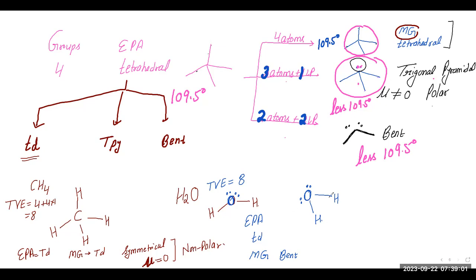Angle is less. You know water has an angle of 104.5 degree. Children, they know it very well. But it's closer to 109, not to 120. Because the EPA is tetrahedral, that's why angle is closer to 109. Right? Azuni? Yeah, good. Very good, Azuni.